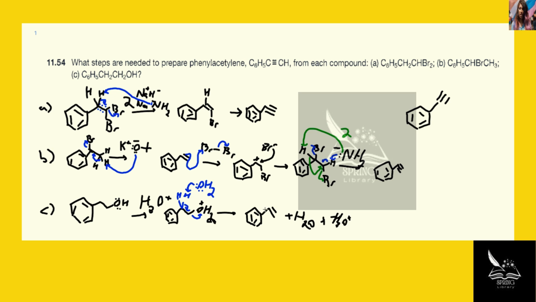And now we have an alkene, which we can then follow the exact same steps as in B to get our alkyne. Whoops, I always remember to count your carbons. And then two equivalents or excess NH2 minus to get your alkyne.